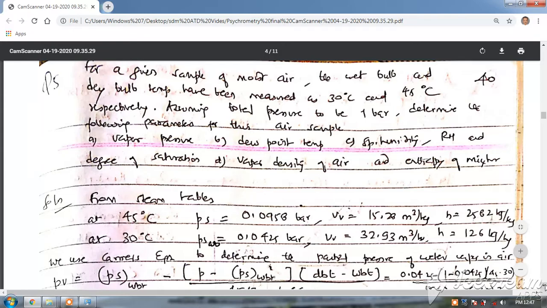First, A. Vapor pressure, B. Dew point temperature, C. Specific humidity, relative humidity and degree of saturation, D. Vapor density of air and enthalpy of air. So this is a very comprehensive problem where they have given you the total pressure, that is 1 bar, dry bulb temperature is 45 degrees centigrade and wet bulb is 30 degrees. So we have to find out all the other parameters of that air.